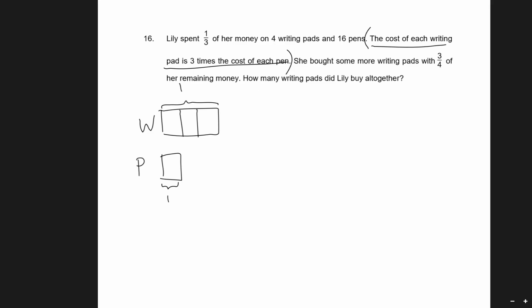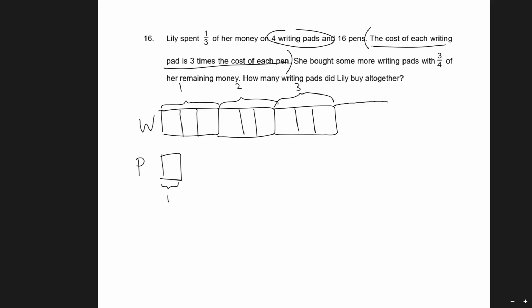Alright, now how many did Lily buy in total? Lily bought a total of 4 writing pads. So we're going to extend the model so that we have a second pad, a third pad, and then we have the 4th writing pad, which is also costing 3 units. Whereas for pens, there's going to be 16.